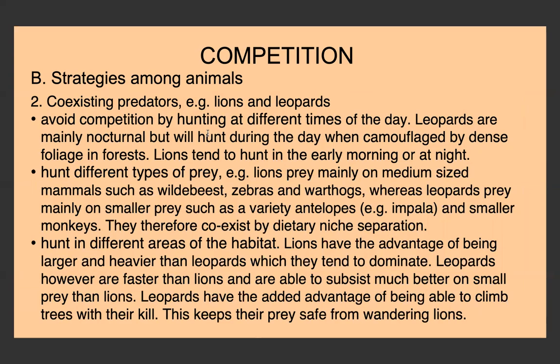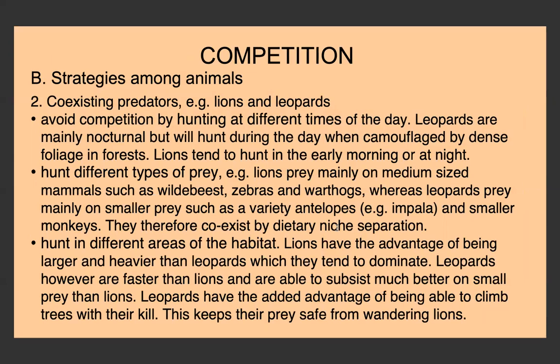Lions and leopards and other predators will also hunt different types of prey. Lions usually prefer a medium to larger size prey like wildebeest, zebras, even giraffe, buffalo. Leopards have a lot of smaller prey like a small antelope, impala, steenbok, monkeys if they can catch them, that sort of thing. That also allows them to coexist by dietary niche separation. That's where they eat different food.